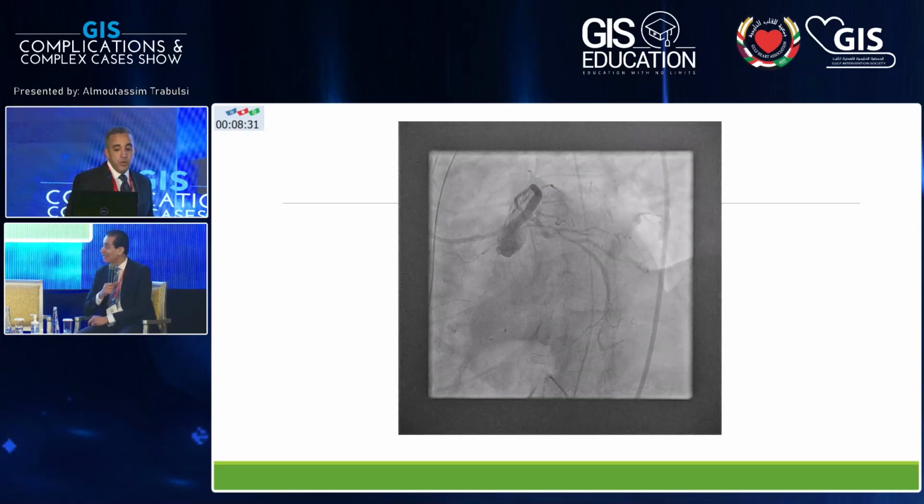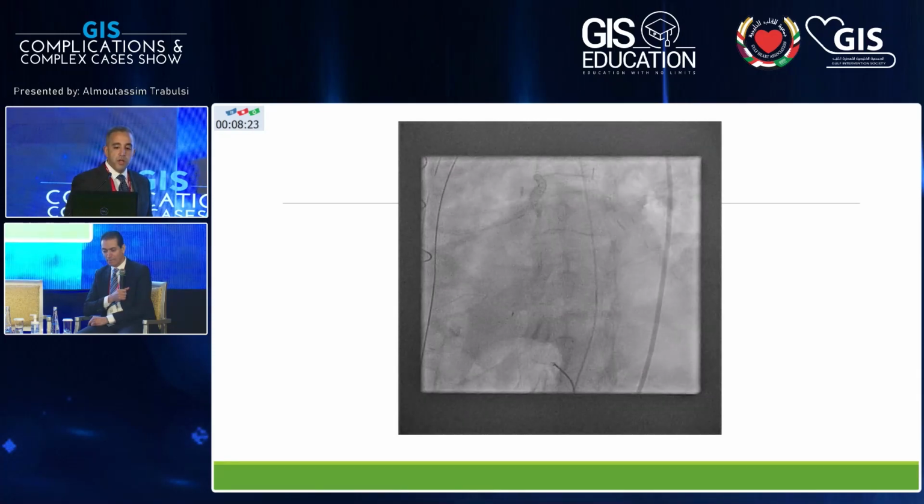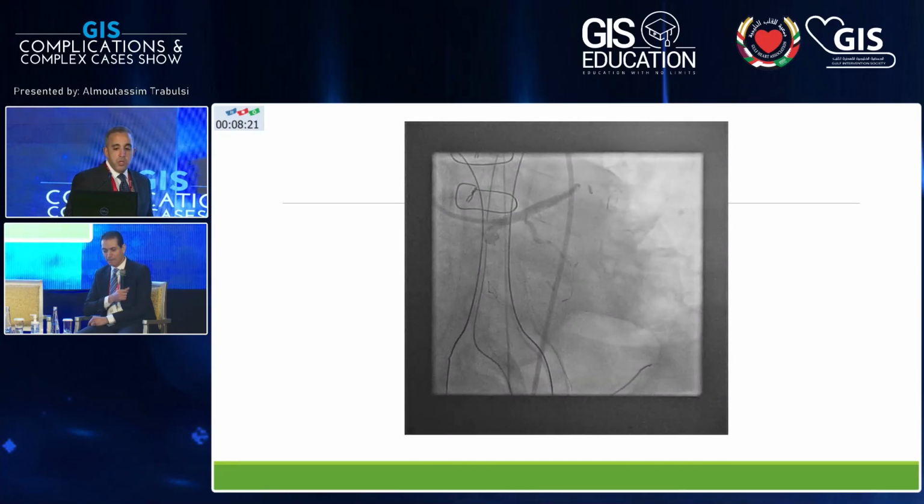So at this stage, I was happy with the LAD, and I moved on to fix the RCA, which was the culprit. I wish I had a type A lesion in the LAD to start with the PDA, to be honest, in all honesty, but that was a decision based on strategy. That's why I went for the LAD.